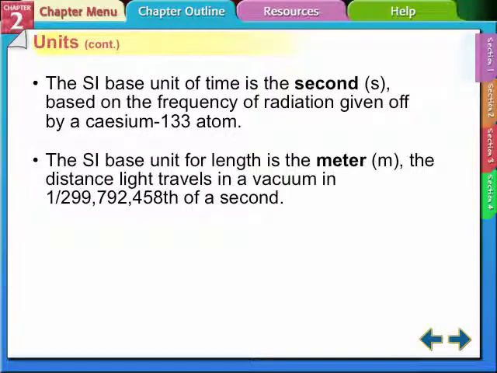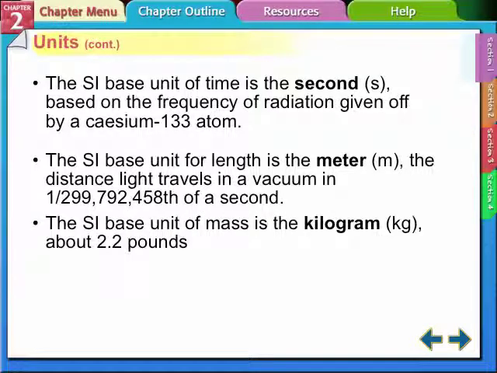The meter is the distance that light travels. Light travels 3 times 10 to the 8th meters per second. So the meter would be the distance light travels in 1/300 millionths of a second. Because if you look at those two together, at the speed of light, it would go a meter in that amount of time.